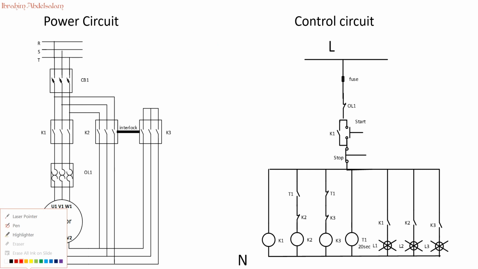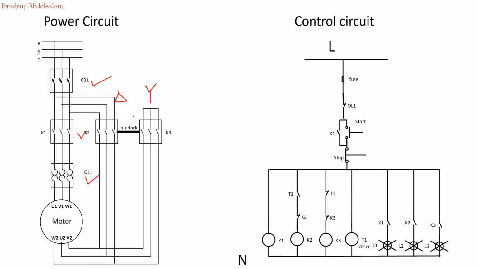We have our power circuit and control circuit. Starting with our power circuit, we have a circuit breaker to protect our motor from short circuit or any interruption, and overload. Contactor 1 will connect the power to our six-terminal three-phase induction motor. We now have contactor 3 and contactor 2. Contactor 3 we use for star connection, and contactor 2 we use to perform our delta connection.